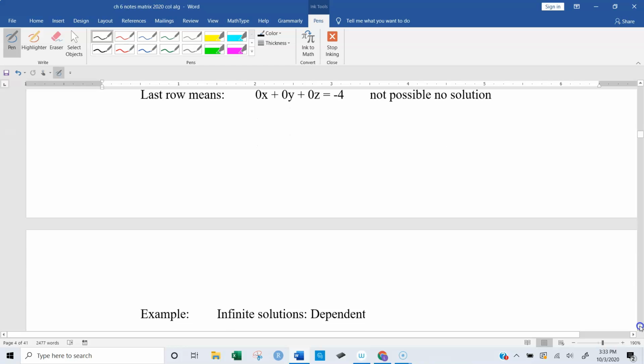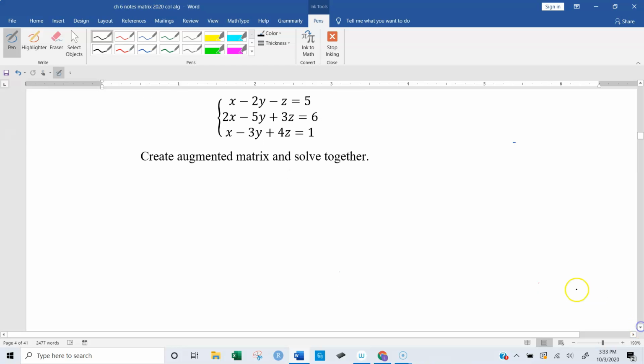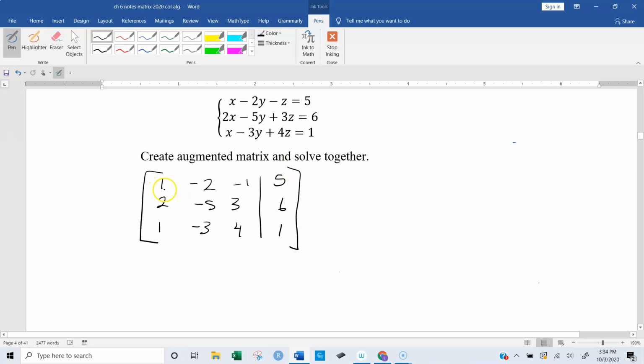All right, now let's look at another one. This one's infinite solutions. There's a lot more work to these, but we do start them the exact same way. So we go 1, -2, -1, 5, 2, -5, 3, 6, 1, -3, 4, 1. Again, the same thing is true. We need a 1 here, which we want.